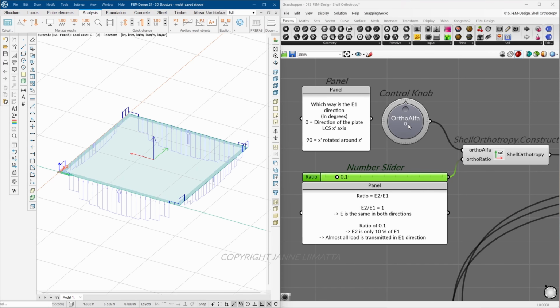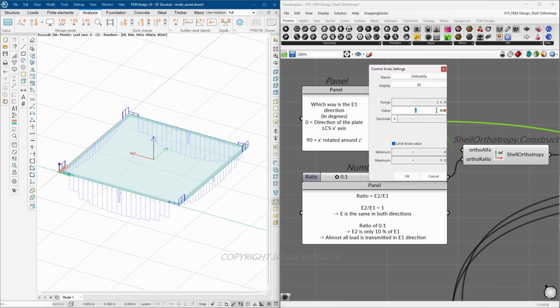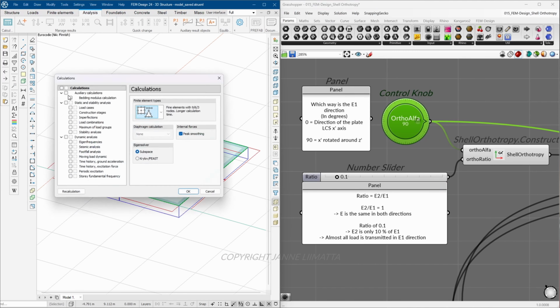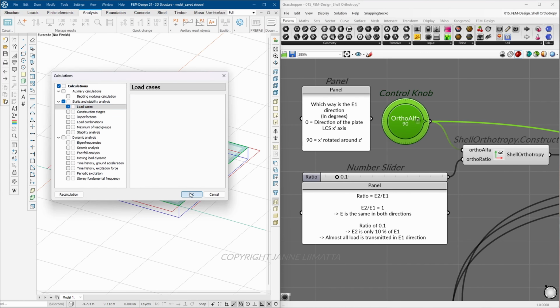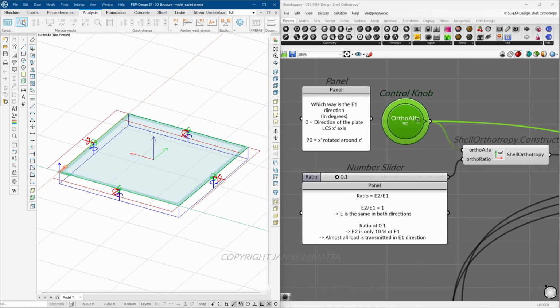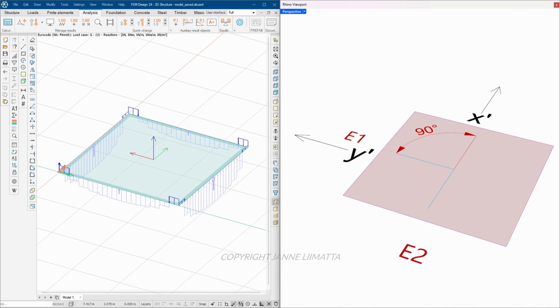If I change the alpha value to 90 degrees, we run the analysis, navigate to results. It can now be observed that the orthotropic direction has rotated 90 degrees.